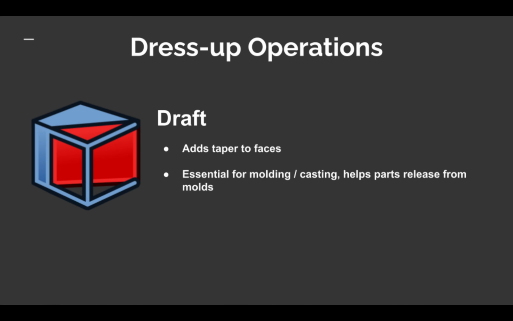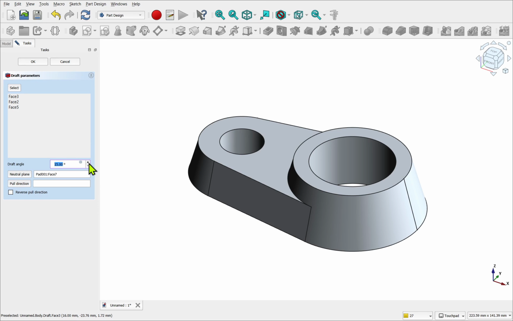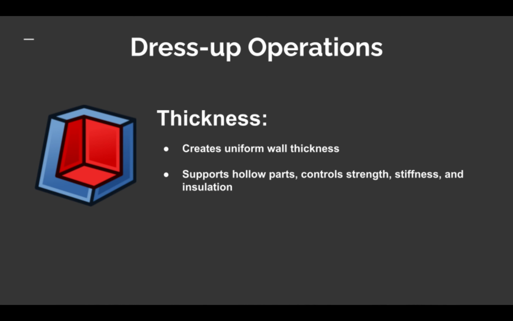The draft is a gradual taper applied to faces of a part. These are essential in processes like injection molding and casting. A part with a tapered side can be ejected easily while maintaining its precise shape and dimensions. Last of all, we have the thickness.